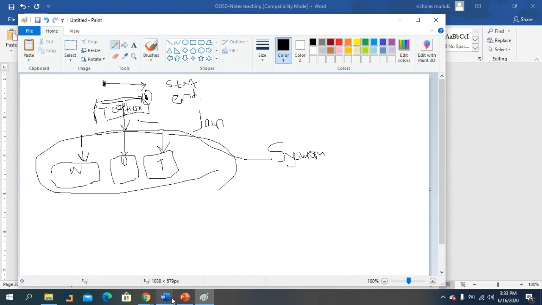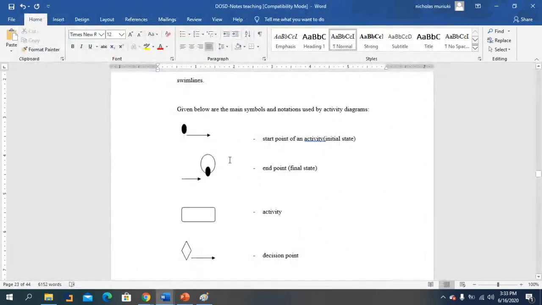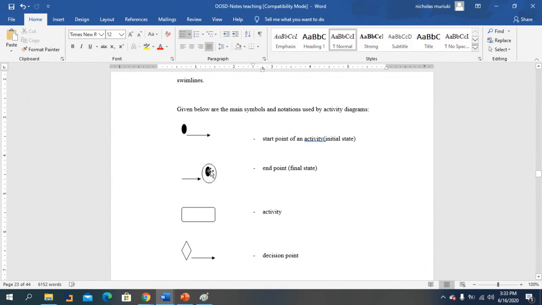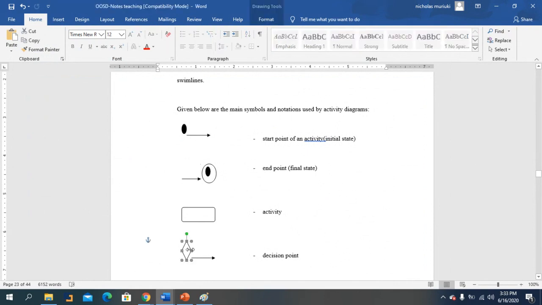If you look at these notes that we have here, this is the shape that we are saying is start. But if I look at the diagrams that I have here, they are not clearly drawn. Because if you look at this shape, inside it we have a shaded one, which means end. That is the final state. Then we have activities. Then we have decision, and I think this one is not new to you.